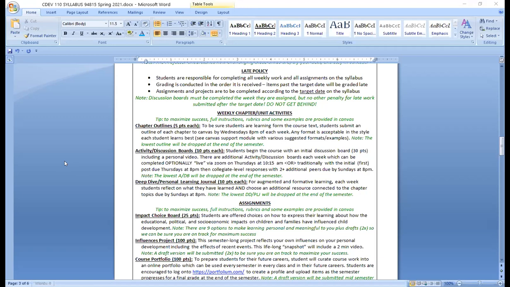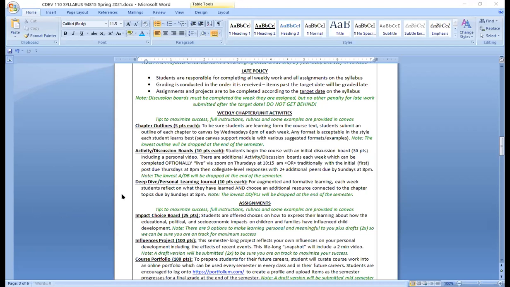Discussion boards. Yes, we're doing 10-point discussion boards every week. Again, when we get to the class schedule, you'll see that there's a chapter or 2 per week. If it's a week with 2 chapters in it, I'll make 1 discussion board. I just think that's a little bit more doable.